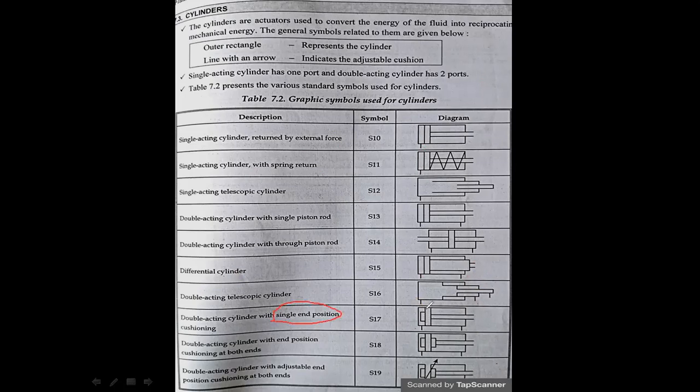Single end position cushioning means there is a cushioning part involved in the cylinder. Since it's a double acting cylinder, we have two sets of T-shaped lines. This is a cushion which gives the cushioning effect inside the cylinder. Now you can see a double acting cylinder with end position cushioning at both the ends. At both ends of the connecting rod, you can see the double cushioning effect. This is also implied in a single piston, single acting cylinder, outside a double acting cylinder.